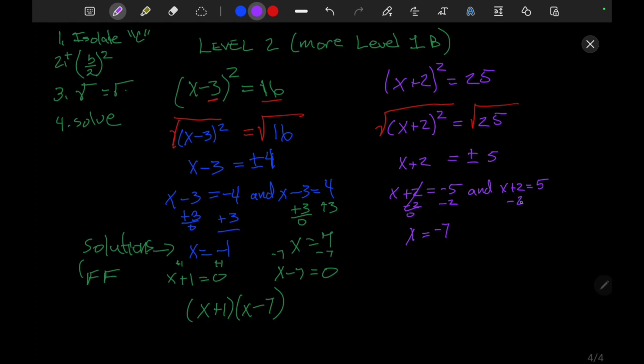And add to get 0, that gives me 3. X equals 3. And there's my solutions. I can write my solutions as x equals negative 7 comma 3. You can go ahead and practice and get that to factored form. Okay?